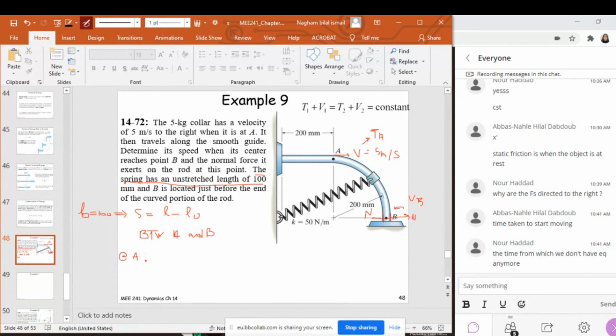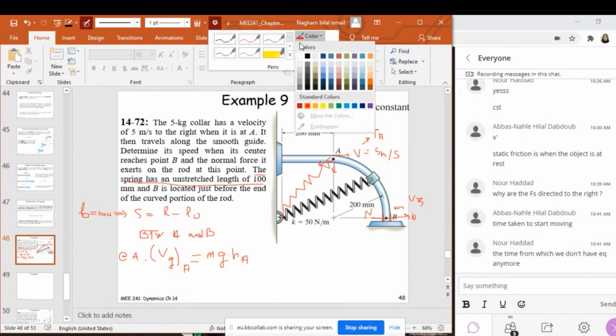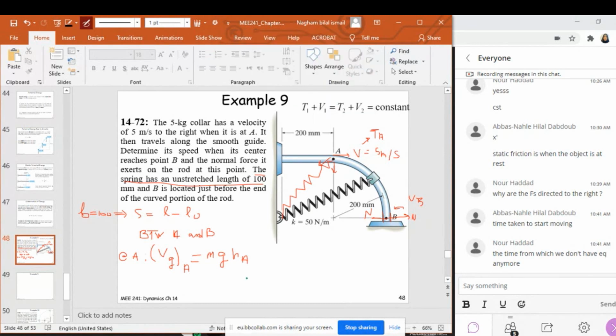At A, of course, I know TA because it's given, VA is given, and I know that I have two forces. Whenever I am at A, the spring will be like this. So I have the elastic force and I have the weight. Now I'm going to start by the potential energy of the weight at A. What is the potential energy of the weight at A? It's m g HA. So in order to find the potential energy of the weight, I have to specify the datum. And I'm going to stick to this datum in the problem, all right?